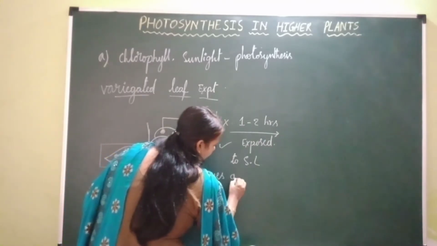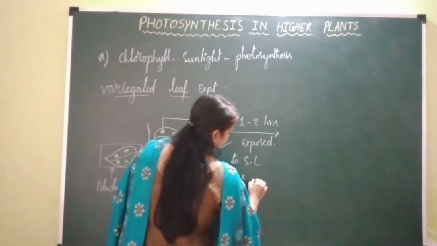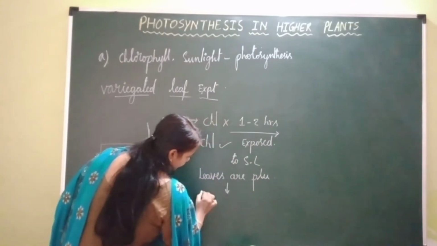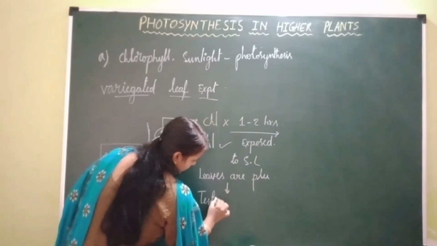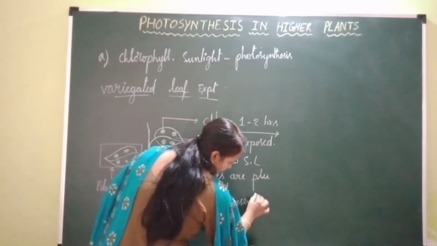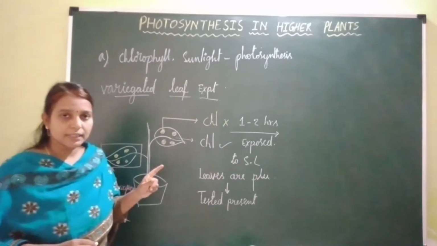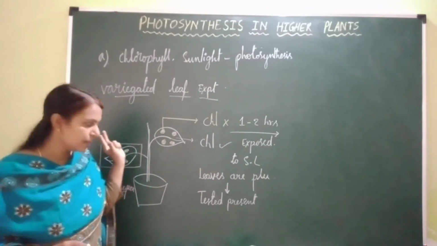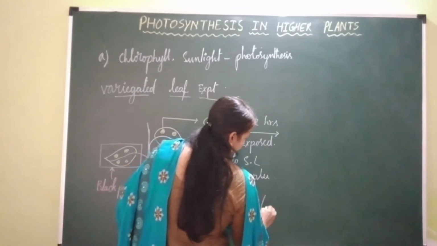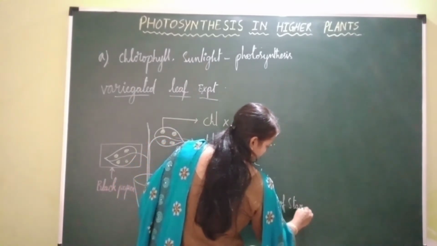So both leaves, the covered leaf and the exposed leaf, are plucked and then tested for the presence of starch. Why are they tested for the presence of starch? If starch is present, photosynthesis has occurred. If starch is absent, photosynthesis has not occurred in these leaves. Why are we testing for the presence of starch?